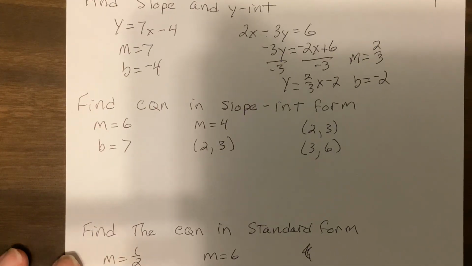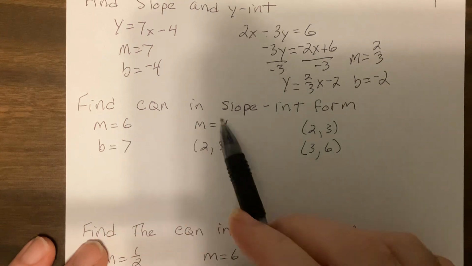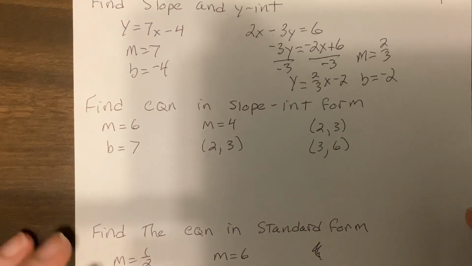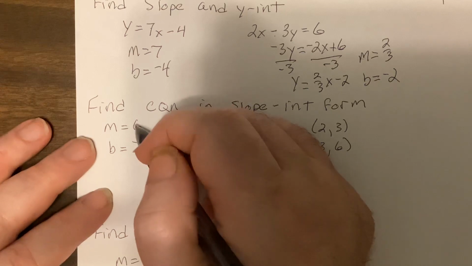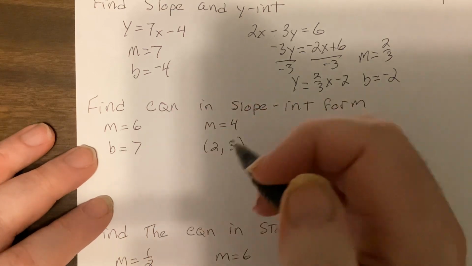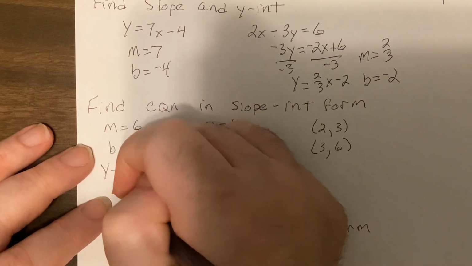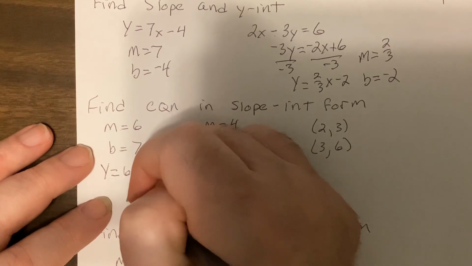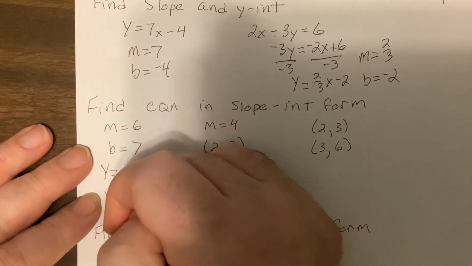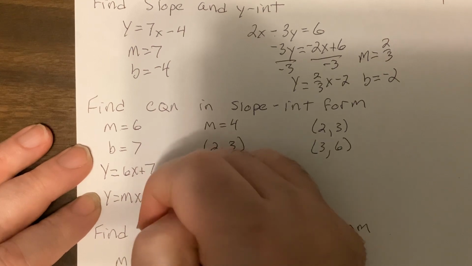Now, find the equation in slope-intercept form. Well, when I'm given the slope and intercept, it's pretty easy. So it'd be y equals 6x plus 7. Slope-intercept is y equals mx plus b.